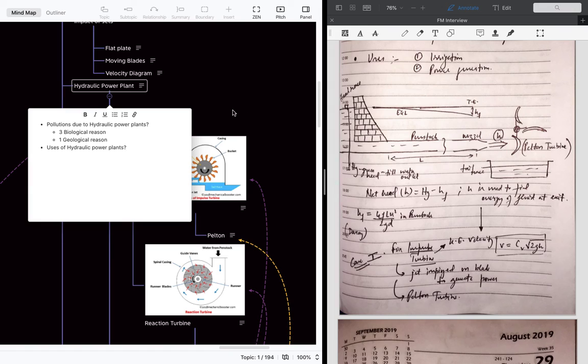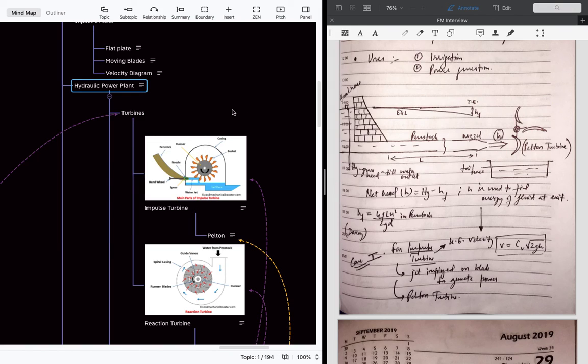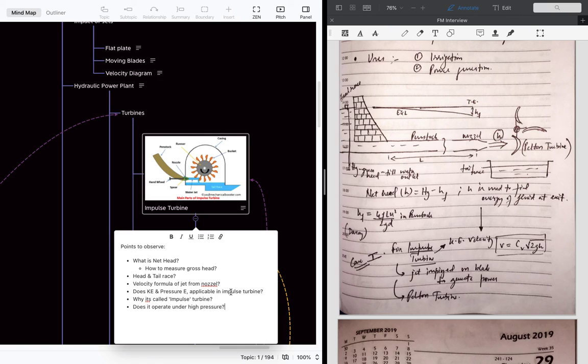So let's discuss the two important kinds of turbines which are basically used in dams in hydraulic power plants. The first one is the impulse turbine, which is something like this. What are the points to observe in that? What is the net head? As we have discussed earlier, what is the net head? How do we measure the gross head? What are the head race and the tail race? What is the velocity formula of the jet from the nozzle? How do kinetic energy and pressure energy apply in this impulse turbine? Why is it called an impulse turbine? Does it operate under high pressure? You will see that in divided parts.